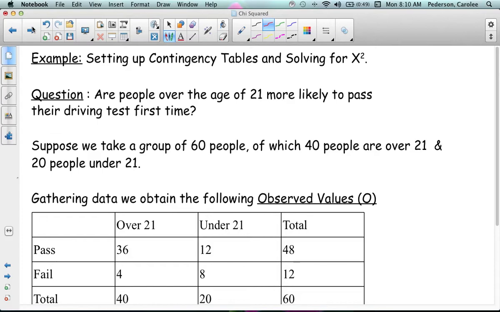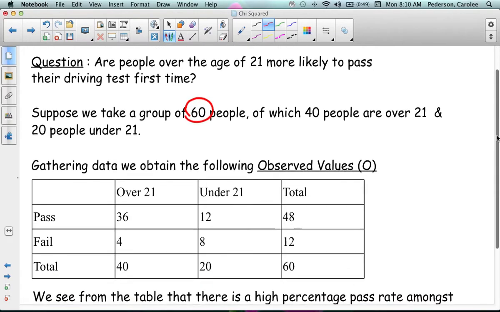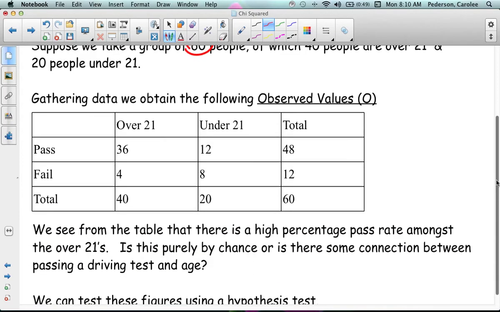Are people over the age of 21 more likely to pass their driving test the first time, is our question. We're going to figure it out. So let's pretend we surveyed 60 total people. And here is our data. These are what we call the observed values.